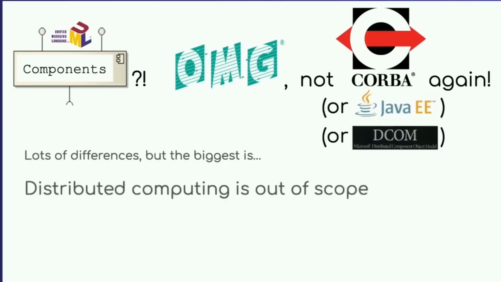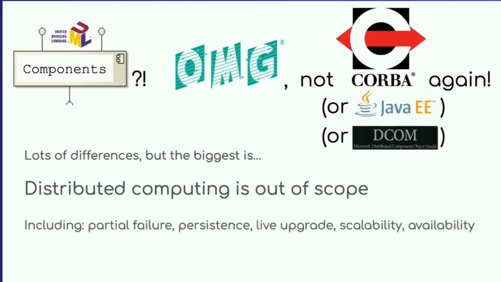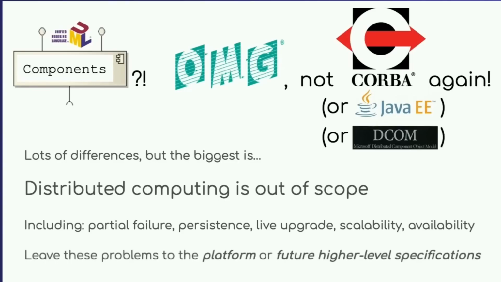But the big one I'd like to point out is that distributed computing is out of scope for the component model. This means partial failure, persistence, live upgrade, scalability, and availability. These are definitely important problems, but they're not something we can automatically solve in the component model. And instead, we're just leaving these up to a higher layer, like the platform, embedding, and future higher level specifications.